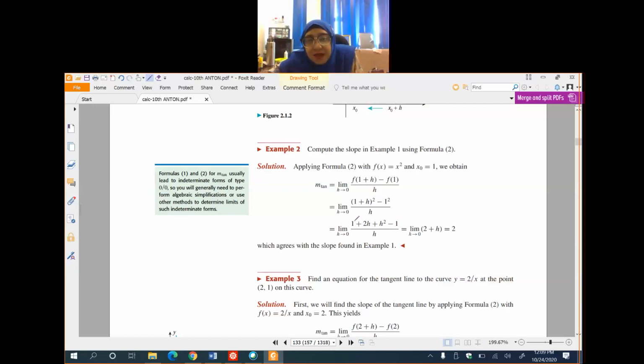And then 1 can be cancelled out. What is left will be 2h plus h squared, and you can divide with h here. So the answer will be 2 plus h, as h tends to 0. You substitute h tends to 0, you get 2. So this is the slope of the tangent line, which is the same as example 1. So you can use either formula 1 or formula 2.